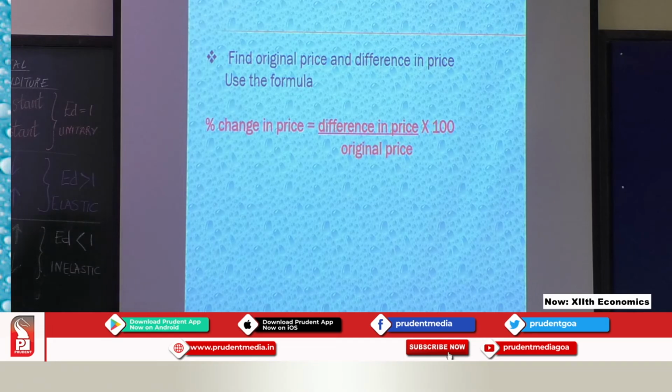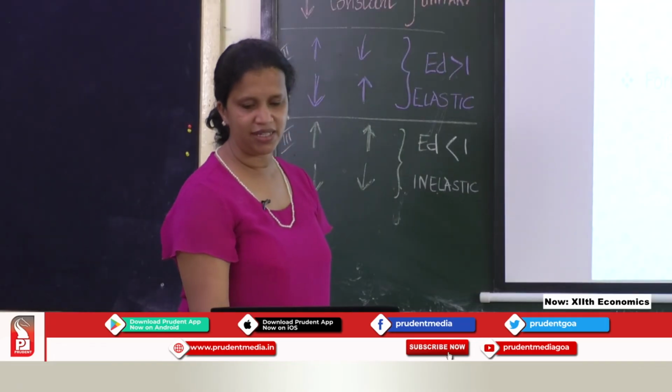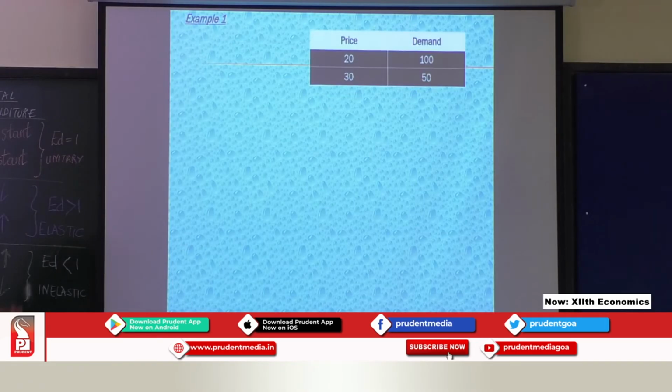When I get the percentage change for both the variables, I am going to then replace it in my main formula, which is percentage change in quantity demanded by percentage change in price. Let us look at an example to simplify. Let us suppose this is the problem that you have been given. Price at rupees 20, demand is 100 units. When price increases to rupees 30, demand falls down to 50 units.